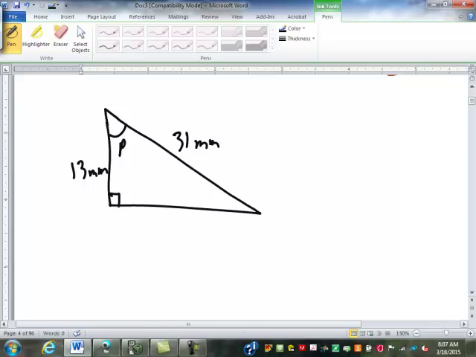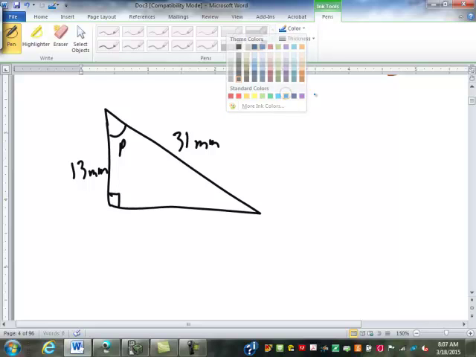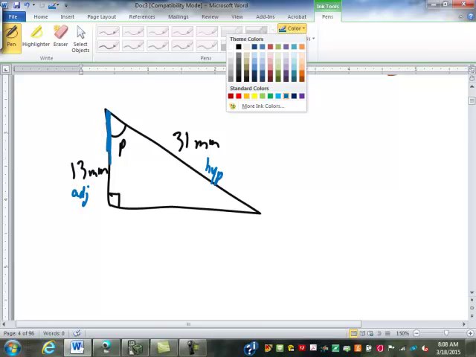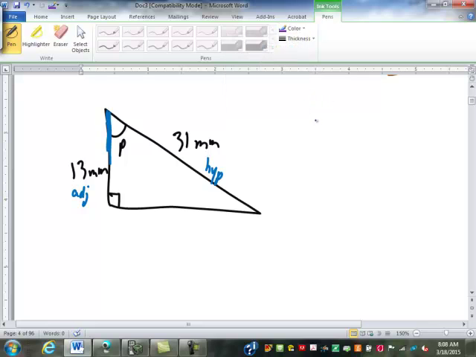Find angle P for me. Okay, so again, I'm going to ask, do we have the hypotenuse? Yes, we do. That's the 31. Obviously, the other side we have is a leg. Which leg is it? Adjacent, because it is touching our angle, or next to our angle. Hypotenuse and adjacent can either be secant or cosine. Cosine of an angle is the adjacent side over the hypotenuse.